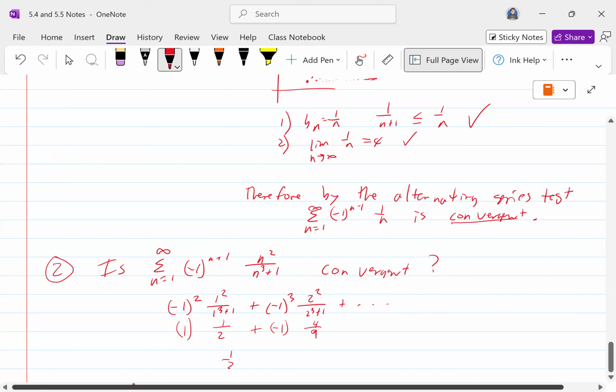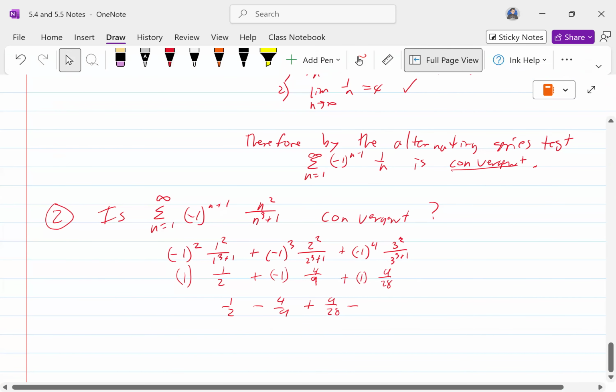Okay, and this would become 1/2 minus 4/9, and then it would alternate. If we looked at the next term, this is (-1) to the fourth, 3 squared over 3 cubed plus 1. This would be 9 over 28. Okay, plus, this would be a 1, 9 over 28. So this is 9 over 28, but then the next one would be subtraction. Okay, which it does alternate.